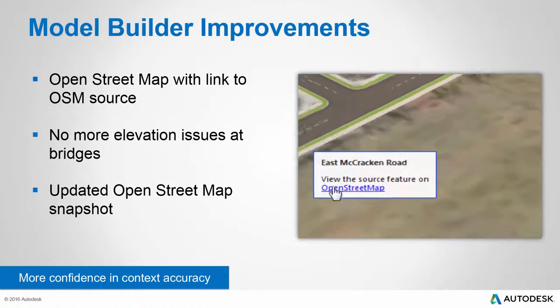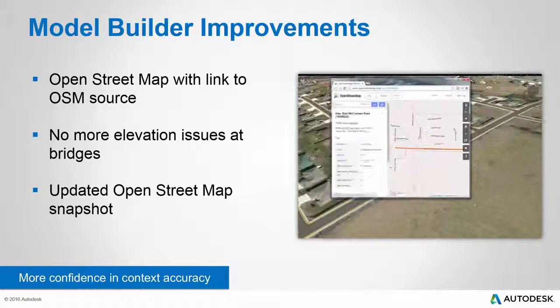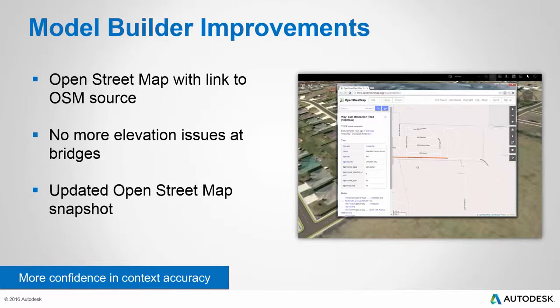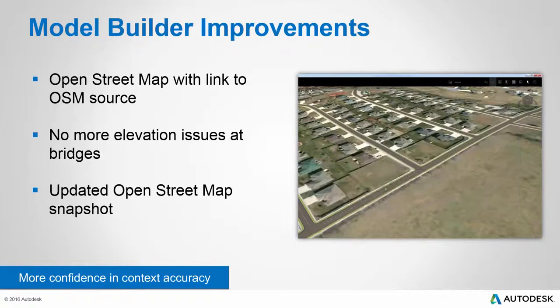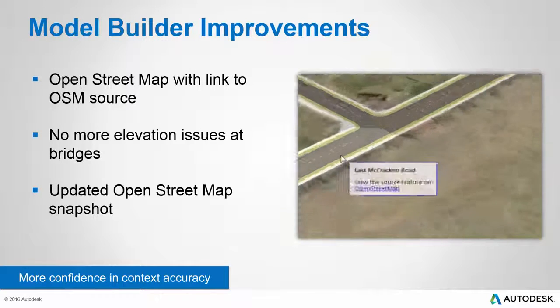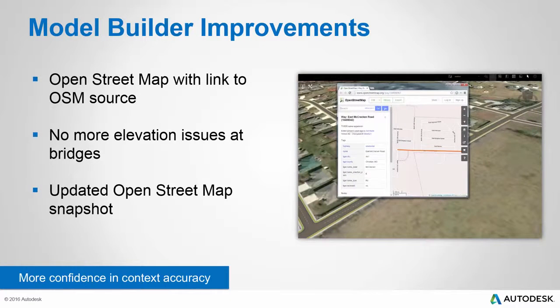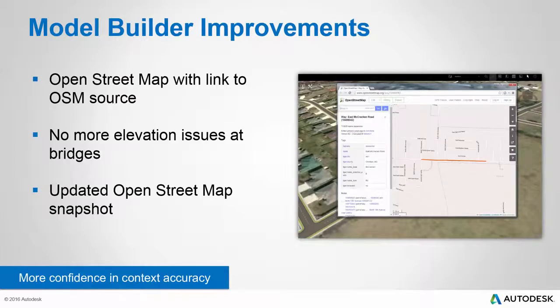We've recently updated our snapshot of the OpenStreetMap data, so we're feeding a newer version of that data into the Model Builder service. Why is this important? It gives you more confidence in the accuracy of the data that you're using to build the context that surrounds the designs that you're creating.